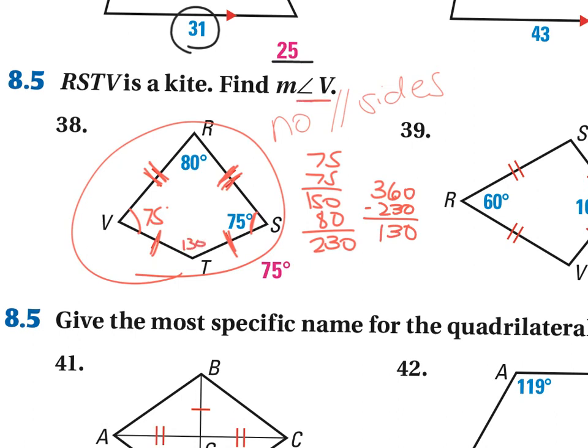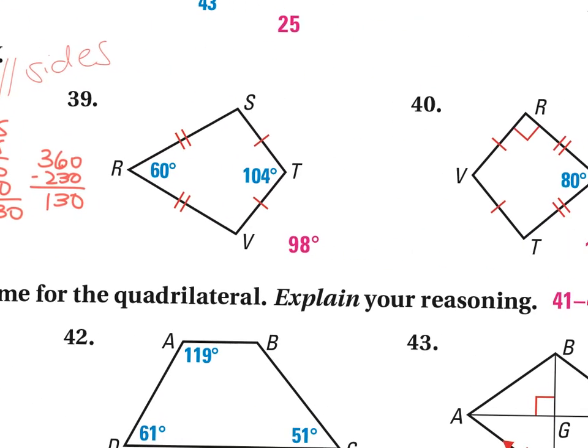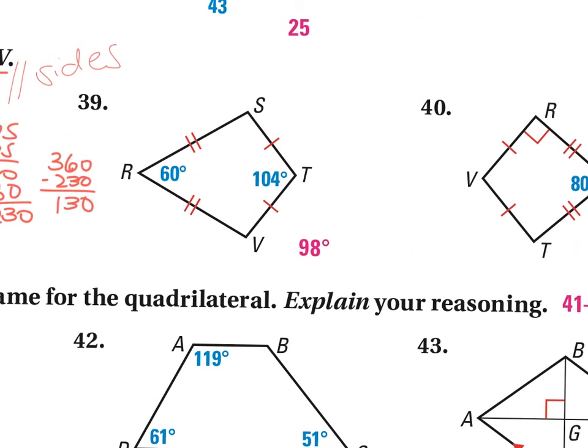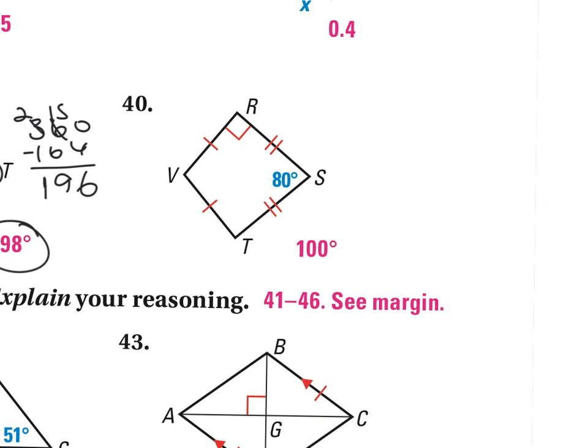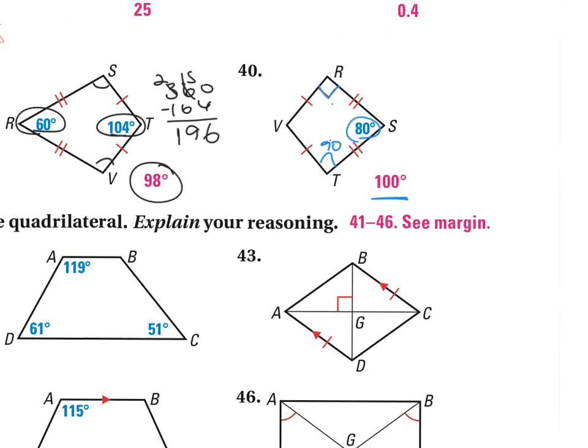This time they asked for V, which would have been 75. In this case, I would have to add these two together and then subtract it from 360. So 360 minus 164 is 196. And then divide that by 2 because these would be the congruent angles, and that's where the 98 comes from. In 40, these would be the congruent angles, so this would also be 90 degrees. Add up 90, 90, and 80 and subtract it from the 360, and you get the 100.